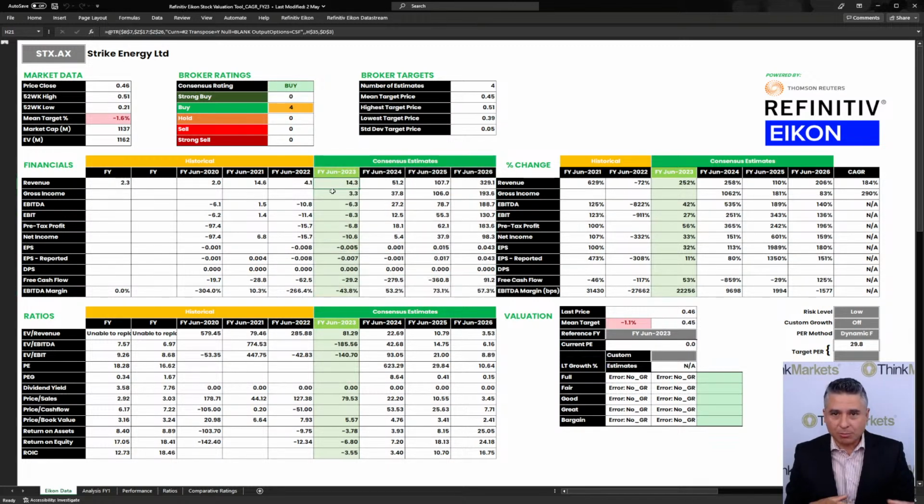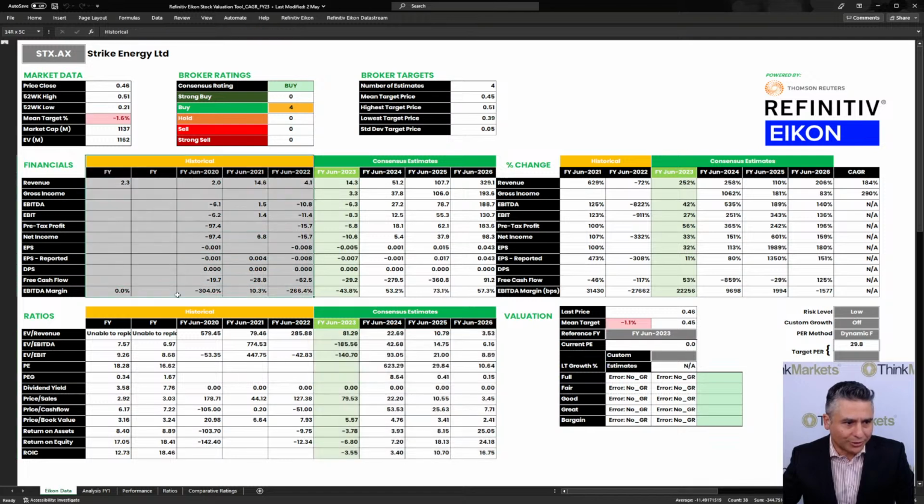So what consensus means, many people agreeing. Not really sure if they do agree. It's just Thomson Reuters taking an average of the estimates that they receive from these brokers for revenue, gross income, EBITDA, and so on and so forth. And then, based upon those numbers, we've got some ratios down here as well.